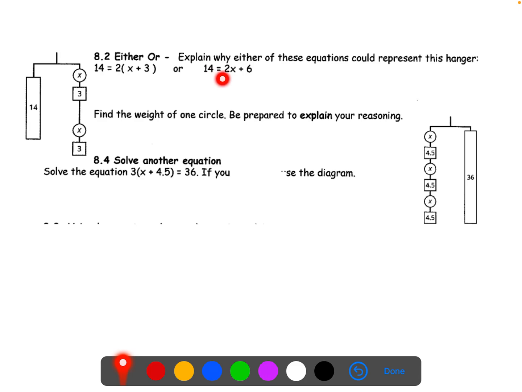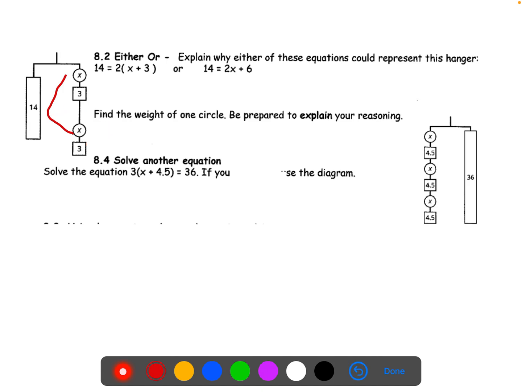Next, we have 14 equals 2x plus 6. And if you notice, they're just writing this version a little bit differently. What they're doing is they're combining those x values into 2x, and then they're combining the 3's and just calling it 6. Nothing wrong with that. It's definitely equivalent. Now what we have to do is find the weight of one circle, or one value of x. So let's use the diagram to do that.